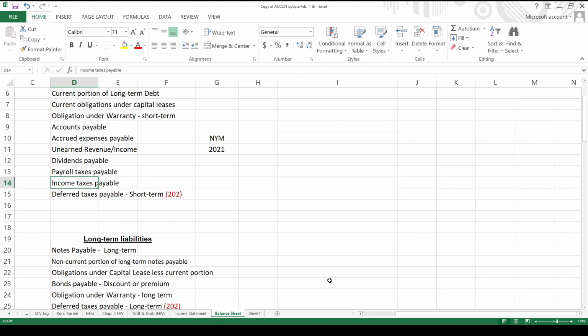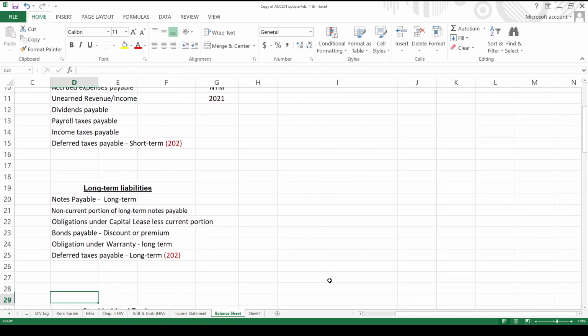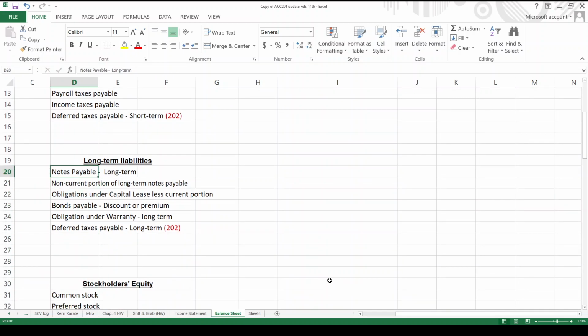Income taxes payable. Okay, so you have a corporate tax return, there's money due, you have income taxes payable. Deferred taxes, that's a 202 topic, very complicated. Let's see, long-term liabilities. Okay, we know what this one is, right?